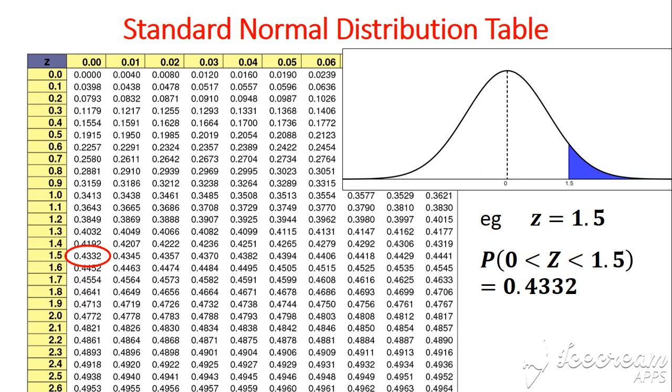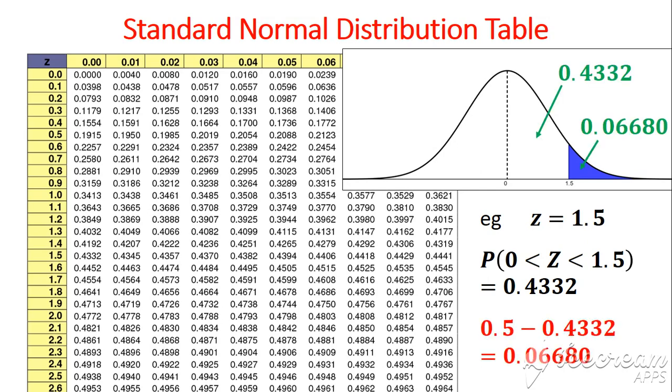Now let's go back to the problem we're dealing with. Z is 1.5, which we work out as 0.4332. Now that actually gives us the area between 0 and 1.5, the light blue area. That's not what we want. We want the dark blue area greater than 1.5. So we're going to be cunning, and we're going to work out what 0.5 is, which is half the area, because it's half between the mean and above. And we're going to subtract the 0.4332 to get 0.06680.